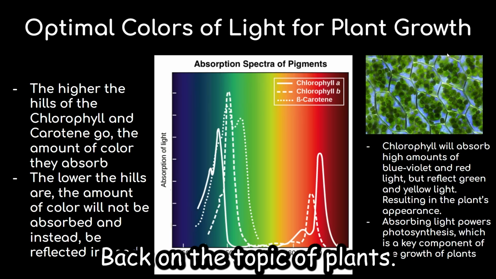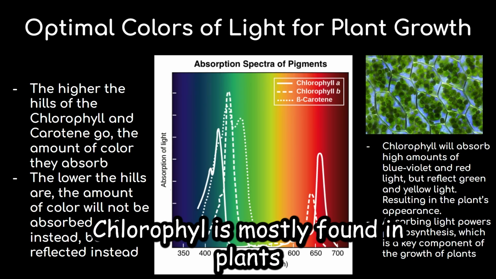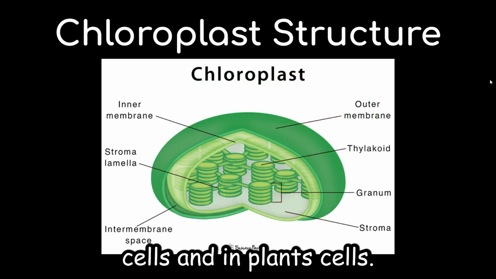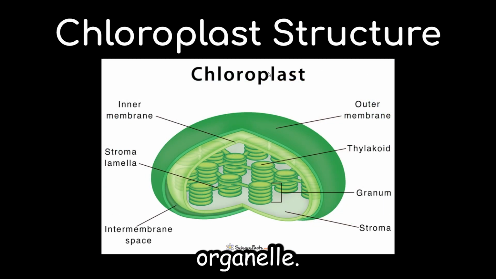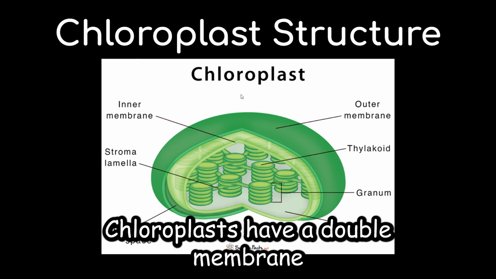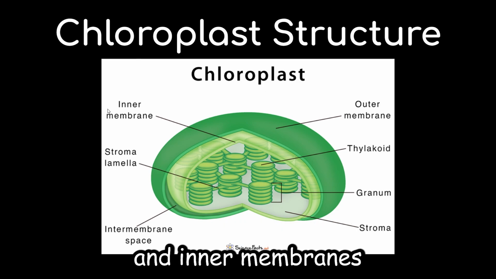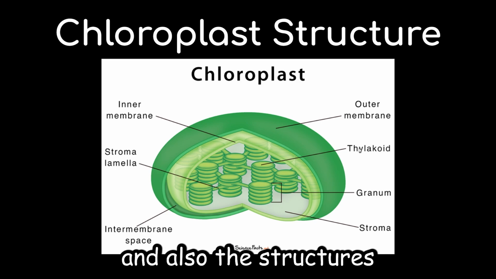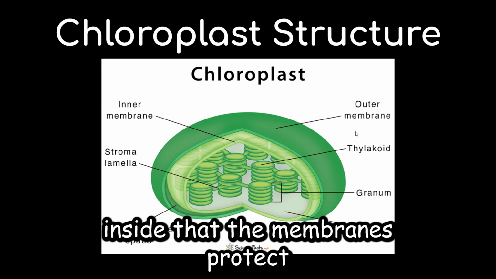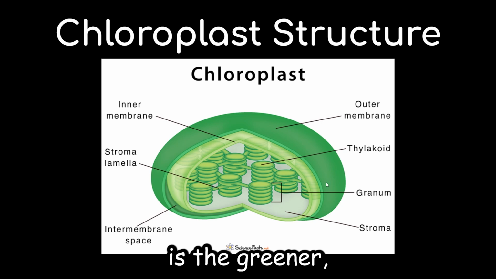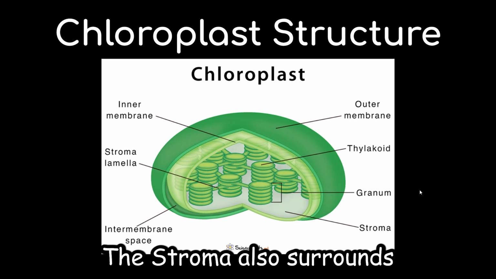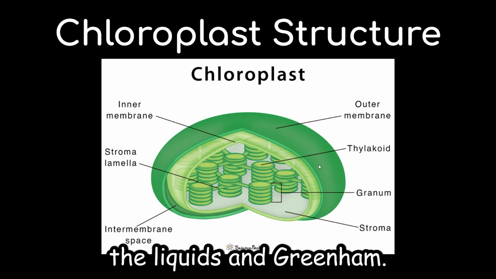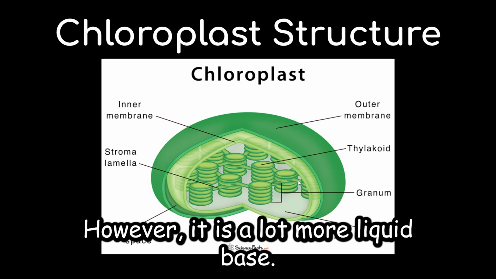Back on the topic of plants, chlorophyll is mostly found in plant cells, and in plant cells, it is mostly found in the chloroplast organelle. Chloroplasts have a double membrane consisting of the outer and inner membranes, and the structures inside that the membranes protect include the granum, which are groups of thylakoids. The stroma also surrounds the thylakoids and granum, however, it is a lot more liquid-based.